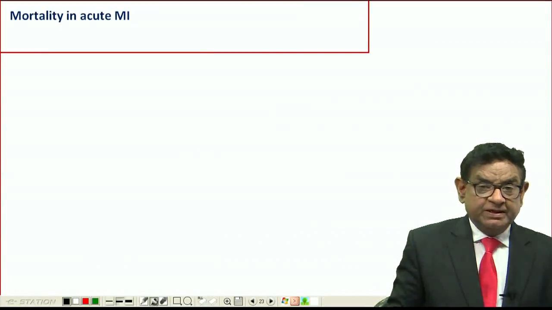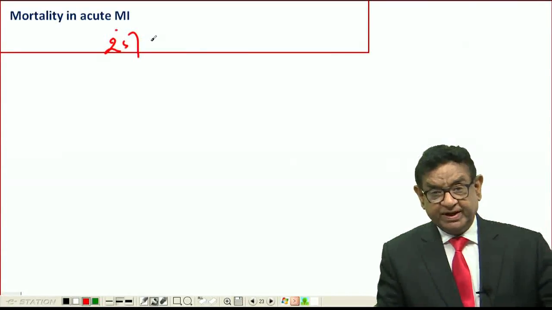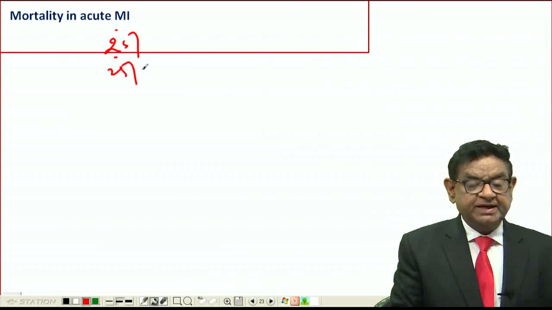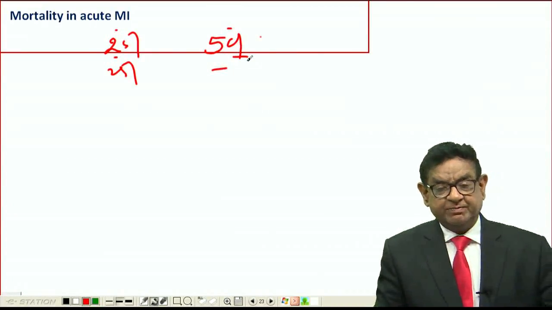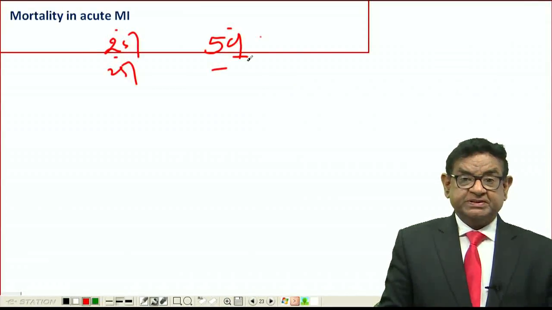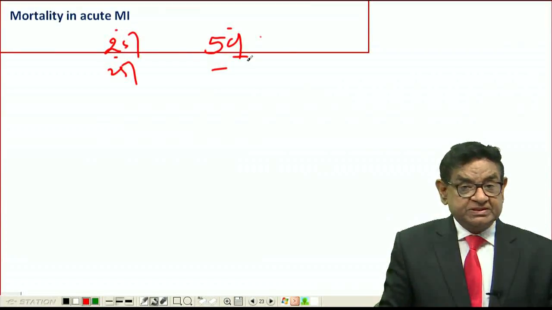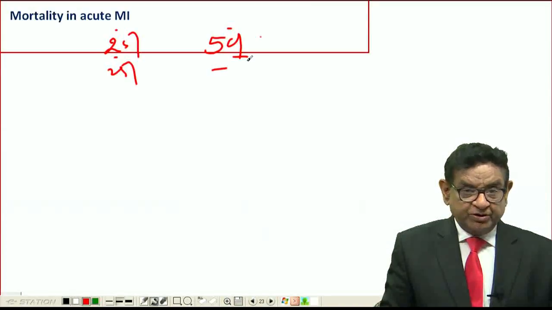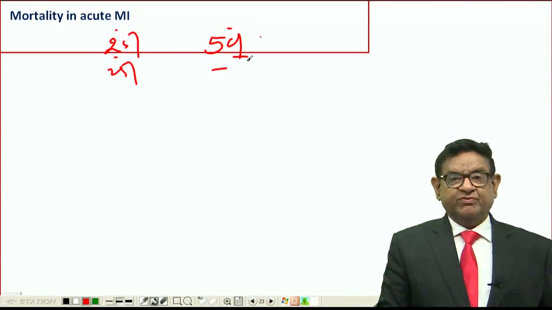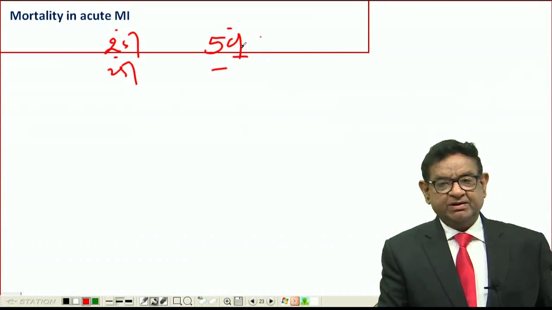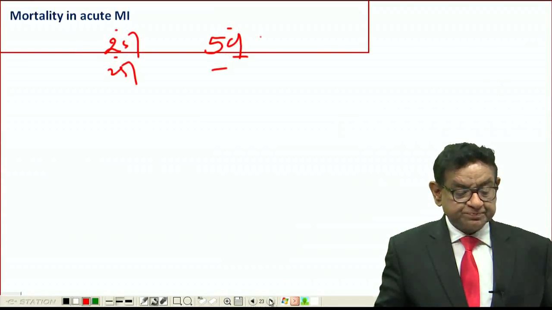Mortality in acute MI. Around 25% people do not reach hospital. They die on the way or at home. Under 25% they die in the hospital. That means mortality is as high as 50% in acute MI. But remember, this percentage varies from place to place, city to city, country to country, and which center the patient has gone to, whether it's a fully equipped cardiac center or just an ordinary hospital, because not every part of the world has a well-equipped ICU. But I give you a general idea that it carries a very high mortality within the first 24 hours.